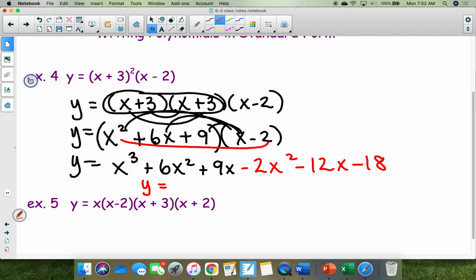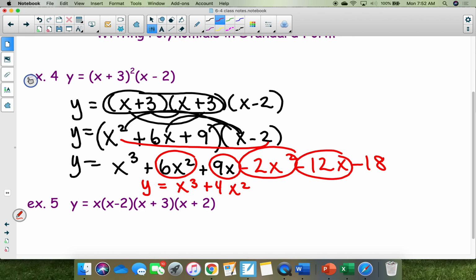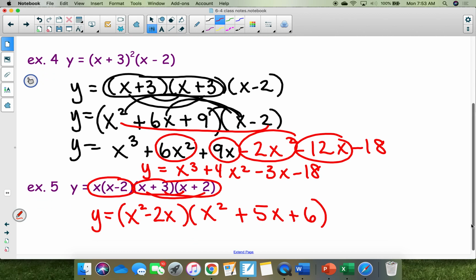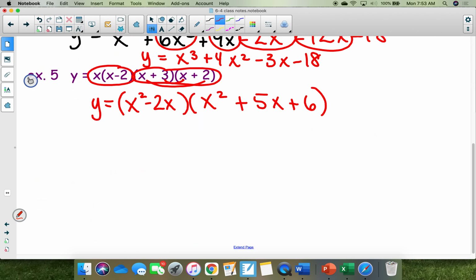Final answer, x to the 3rd. I can put these two together to make a +4x to the 2nd. I can put these two together to make a -3x minus 18. Okay, this one's even going to take longer. I'm going to put these two together first and these two together first. I'm going to get x squared minus 2x by the distributive property. And this one's going to give me x squared plus 3x and 2x gives me 5x plus 6 by the FOIL method. And then we have to do what we just did in the last problem.